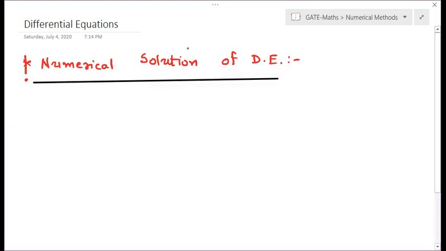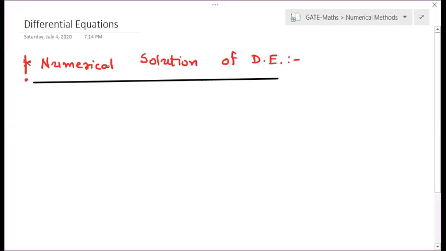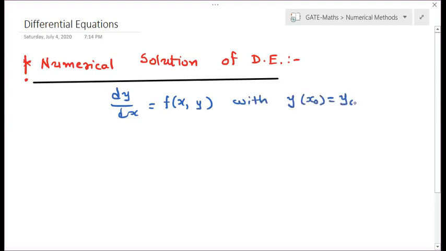Now see, there are two classifications of them. First of all, let us consider how we are going to represent a differential equation over here. A differential equation is an equation which contains a differential. So dy by dx is equal to f of x, y. This is your differential equation. And here they will give you one initial boundary condition, that is y of x naught equal to y naught. This boundary condition should be given.